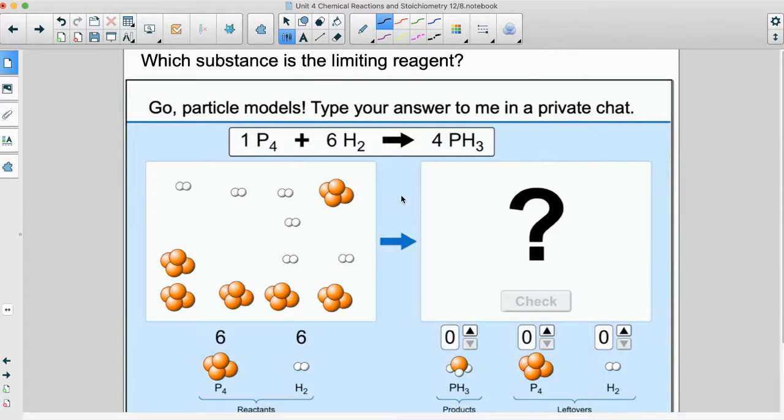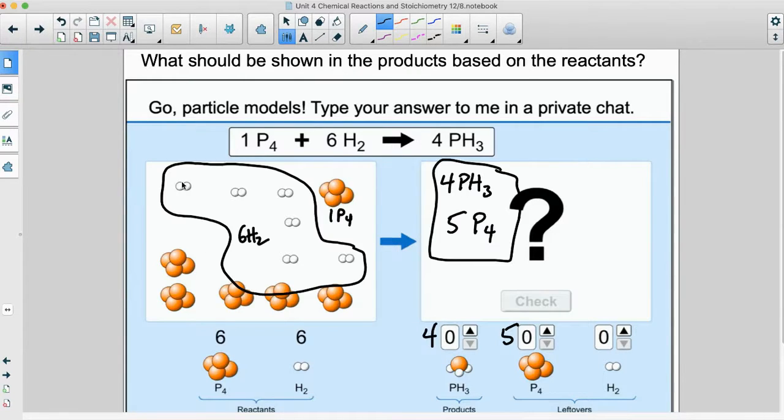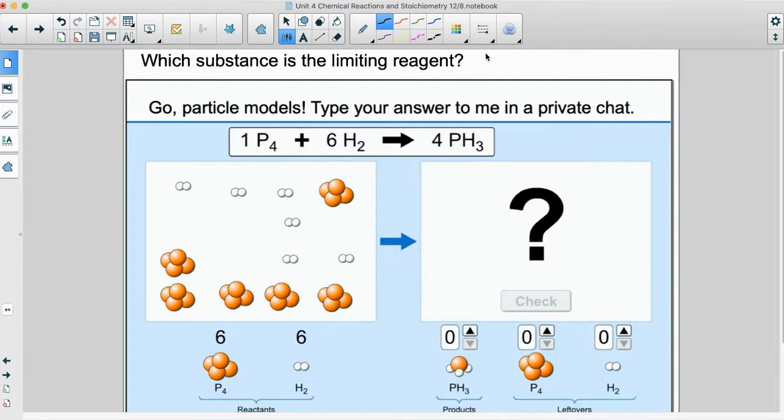What would be the limiting reactant? So if we go back here, we can see that these P4 molecules are in excess. Okay, so these are the excess P4 molecules. Therefore, the limiting reagent is H2. H2 gets all used up. Okay, and there's none left after that reaction takes place.